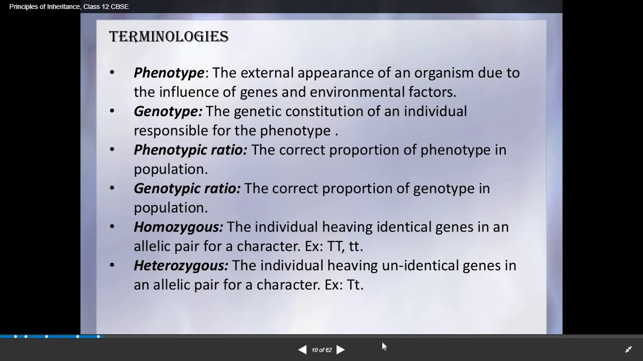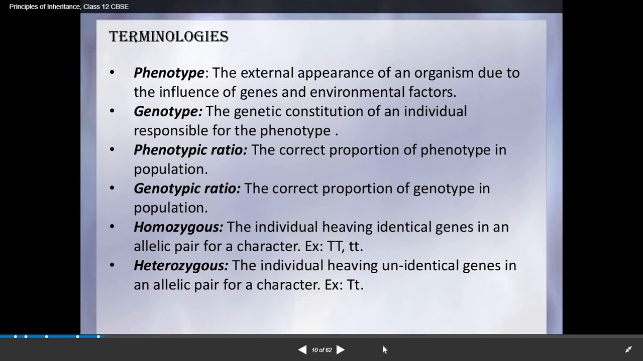Next, genotype. The genetic constitution of an individual responsible for the phenotype. Genetic constitution of an individual means the genes that represent the genetic characterization is known as the genotype. Phenotypic ratio. The correct proportion of phenotype in a population is known as phenotypic ratio. Next, genotypic ratio. The correct proportion of genotype in a population is genotypic ratio.